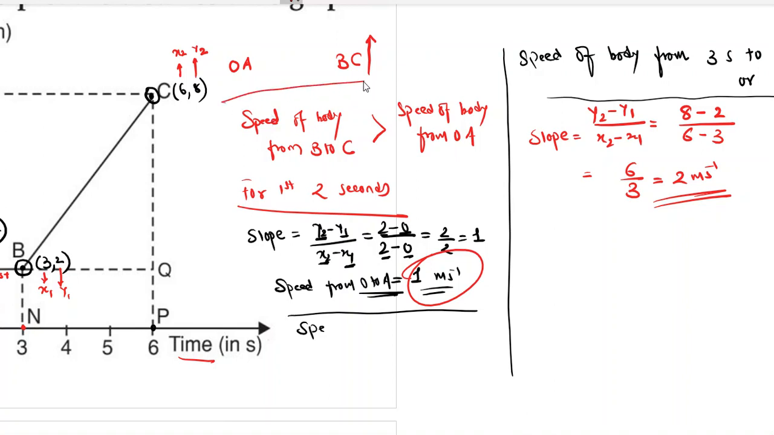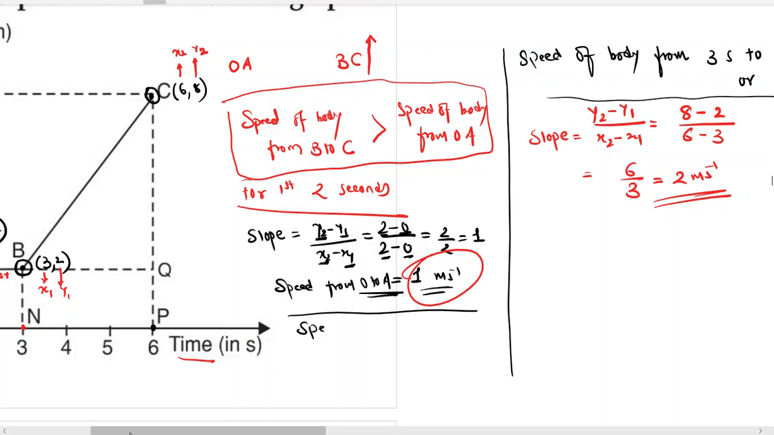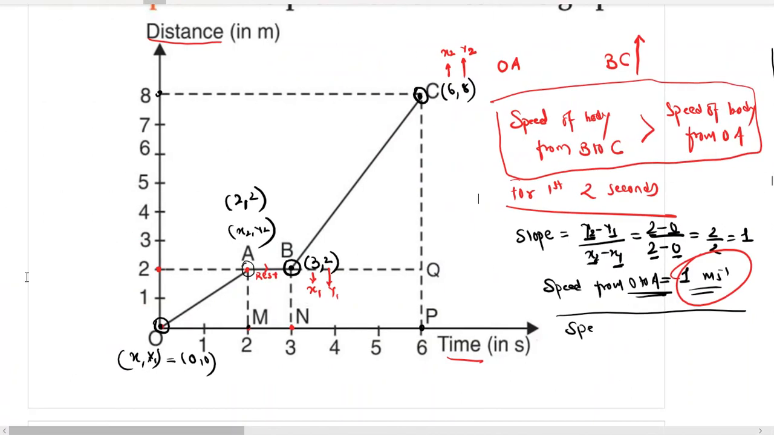B to C, and we predicted that beforehand, because we knew what slope is and how to find out which line has a greater slope. If we know that much, then we know where the body is going at higher speed and where it is going at lower speed. And if we want to calculate it, we can calculate with the help of the formula for slope. So what did we find from this distance-time graph? We found that the body is moving with 1 meter per second from O to A.